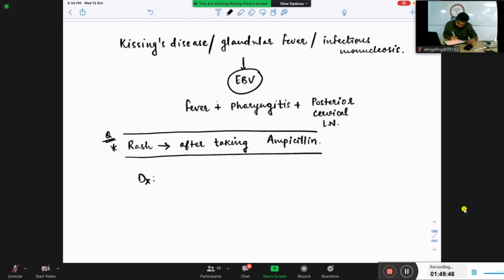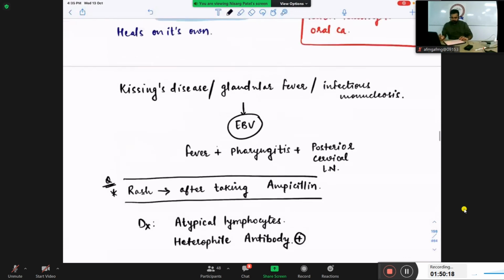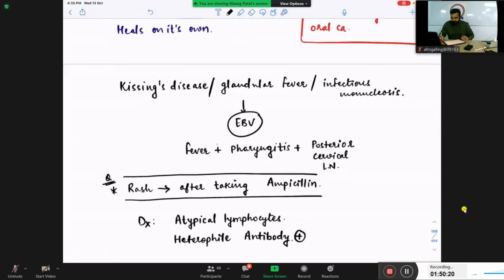For the diagnosis, what will you look for? You will look for atypical lymphocytes. The second is that the heterophile antibody will be positive.